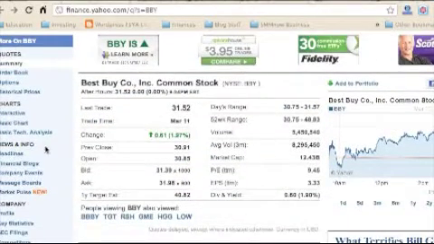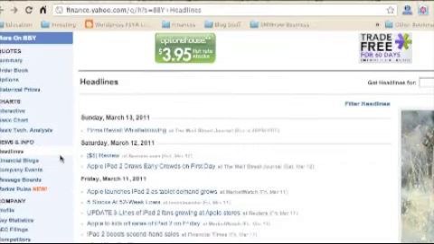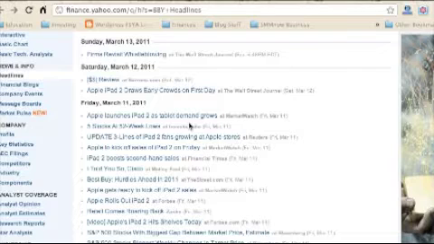One last thing that you can do is look at some of the headlines to see if there's any news that's been coming out with the stock. That's a good place to get some information, further reading, good research. And that's how I use Yahoo Finance.